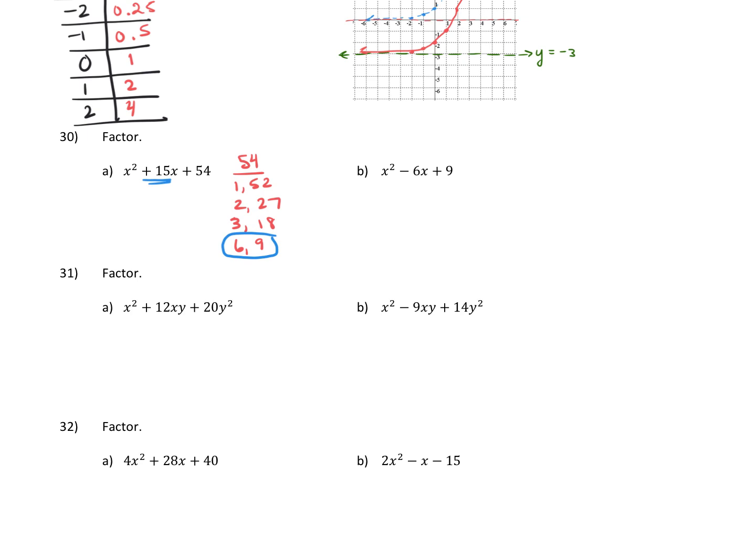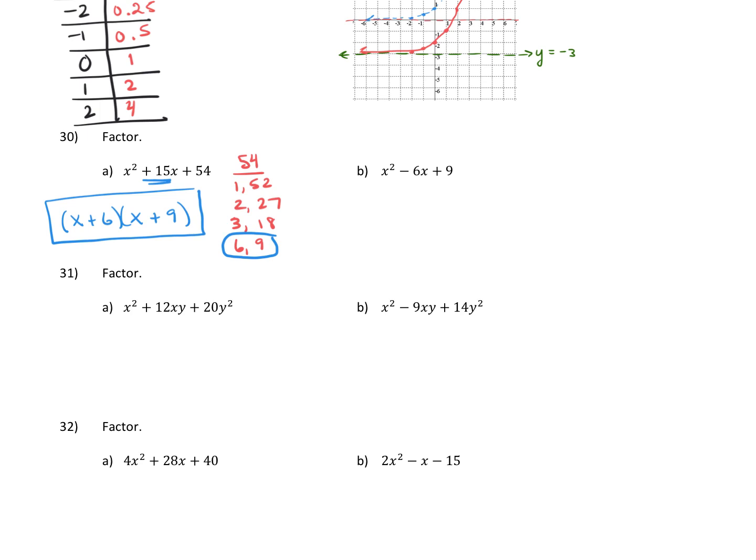Once we have our factor pair, we can go right to our 2 binomial factors. Our first one is going to be an x plus 6, and the other one is going to be an x plus 9. Every time we factor, if I were to multiply these 2 binomials out and combine like terms, we would get back to what we started with, x squared plus 15x plus 54.